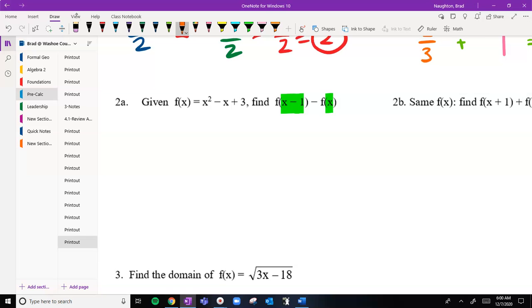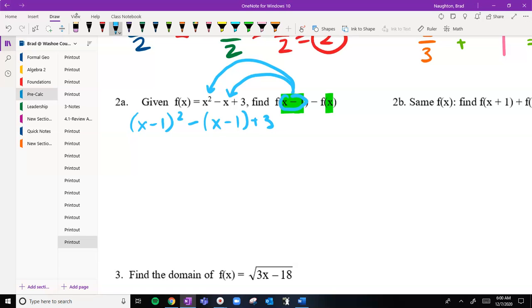So, ladies and gentlemen, boys and girls, our first one, when we plug in this x minus 1, I'm going to plug in this whole thing to this x and to this x. So I'm going to have an x minus 1 squared minus an x minus 1 plus 3.